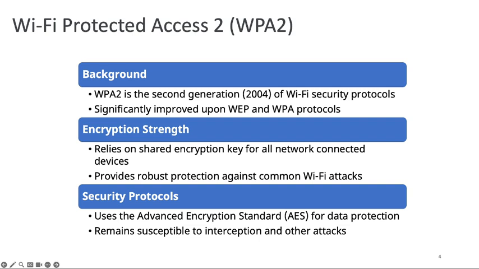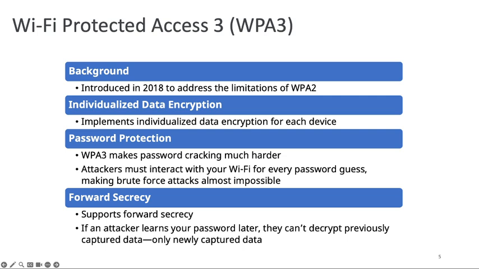So WPA2 uses a shared encryption key for all connected devices and relies on AES, or the Advanced Encryption Standard, for more robust data protection. However, it still has its own vulnerabilities, which has led to the next protocol, which is WPA3, which was introduced in 2018 to address the limitations of WPA2 as it relates to data encryption.